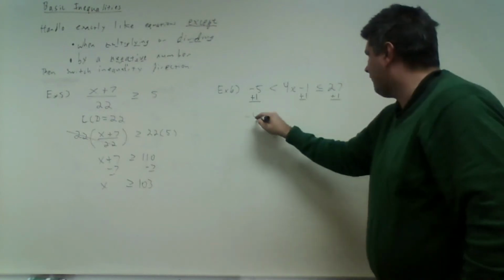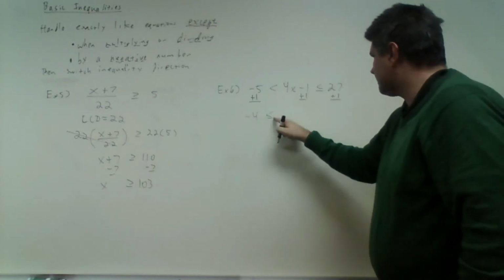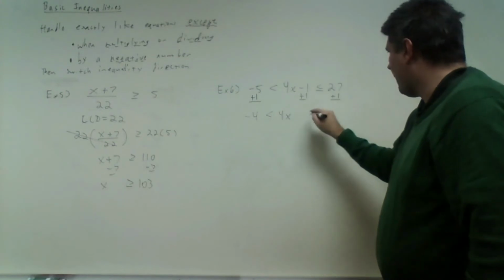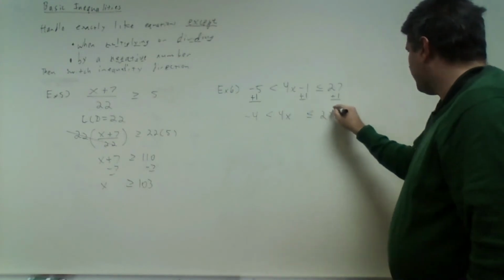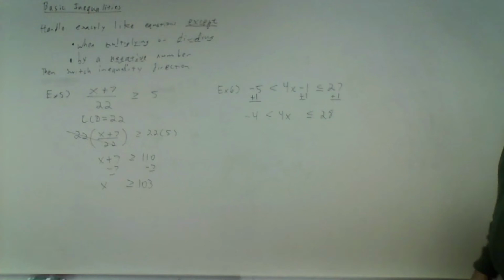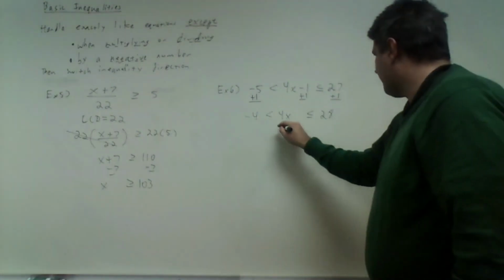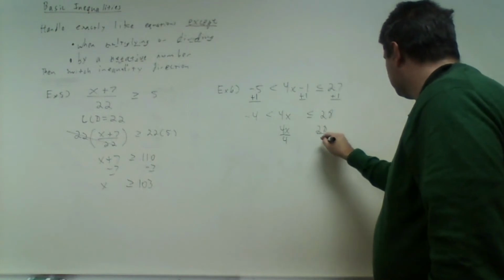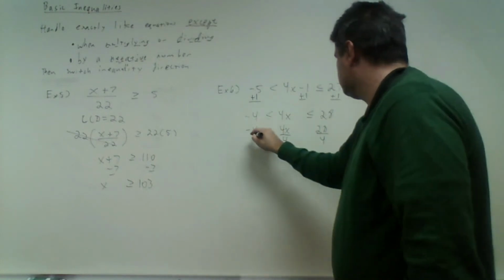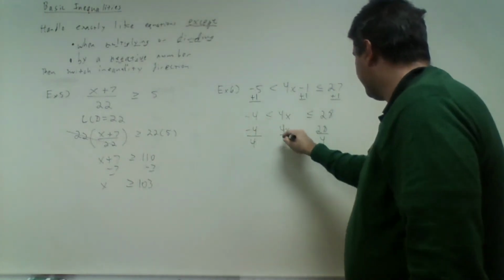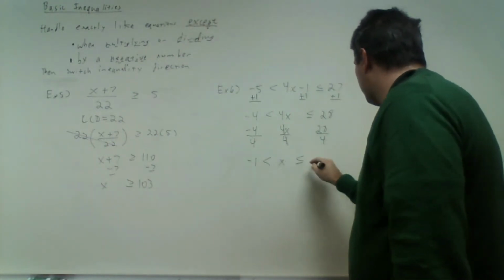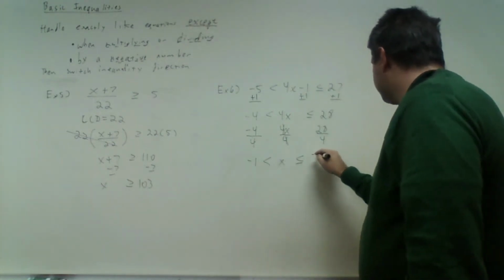So this gives us negative 4 is less than 4x, which is less than or equal to 28. Then we divide off the 4. The 4s cancel, and we have negative 1 is less than x, which is less than or equal to 7.